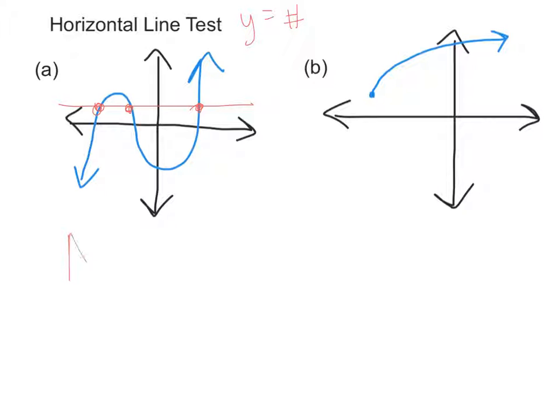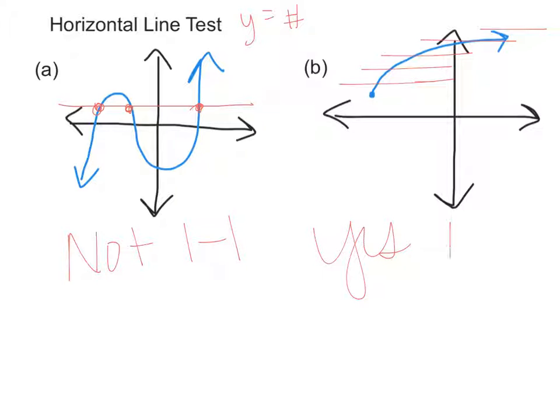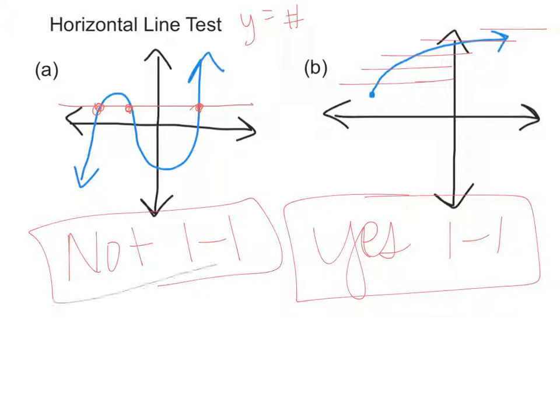So this one fails the horizontal line test, so I know that this function is not one-to-one, because that's what you're looking for. But look at part B here. I can make horizontal lines all day long on this one, and there are no issues associated with it. So yes, this one is 1-to-1. Good. That's the key with the horizontal line test. If it hits more than once, you're out. If it only hits one time, then you're good to go. That's the key. Cool.